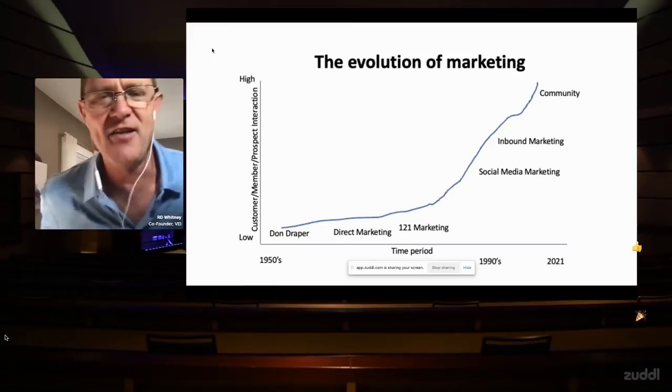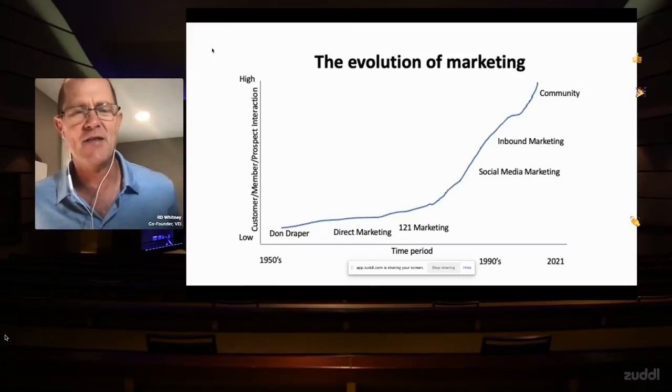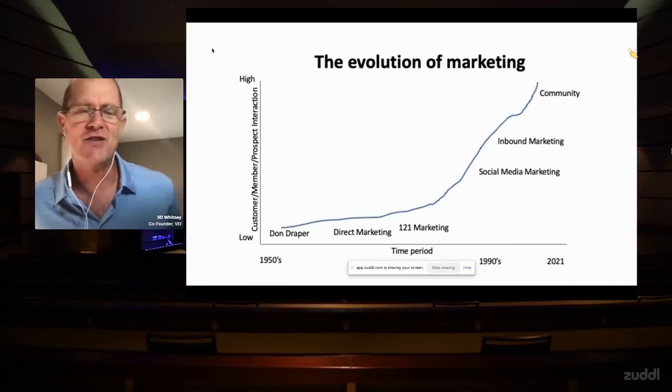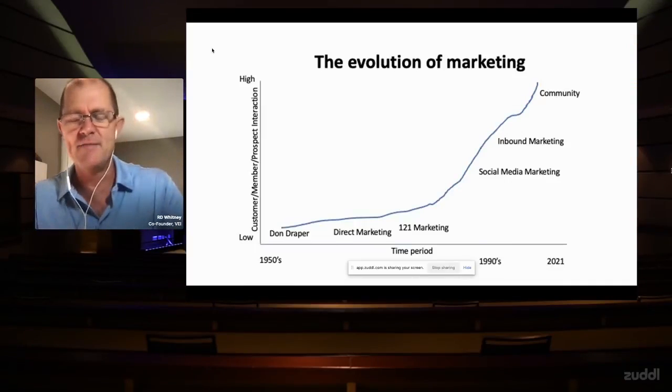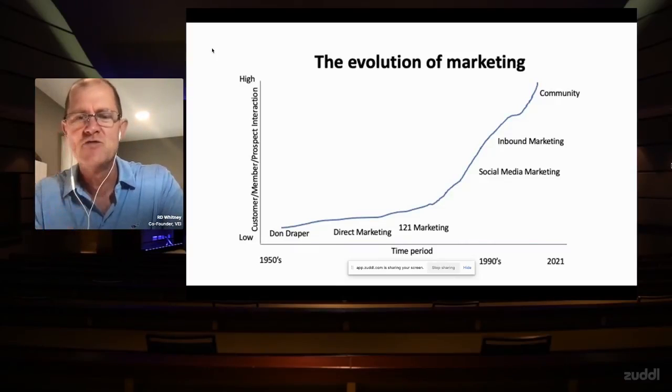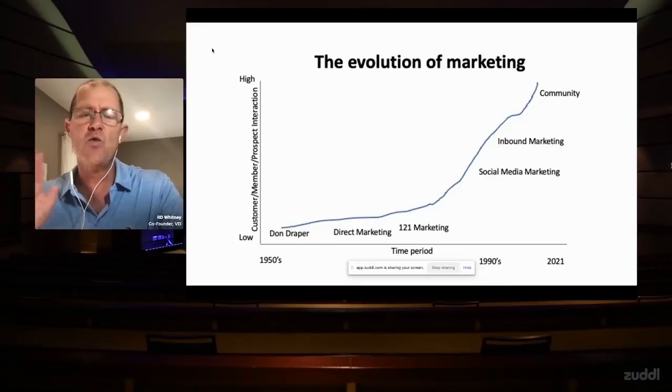This is not to scale. This is just to make the point that, for fans of Mad Men and Don Draper, you'll remember the Madison Avenue days of advertising, moving to direct marketing, moving to one-to-one marketing, but that's still one way.